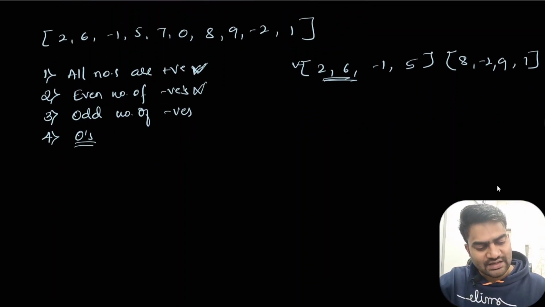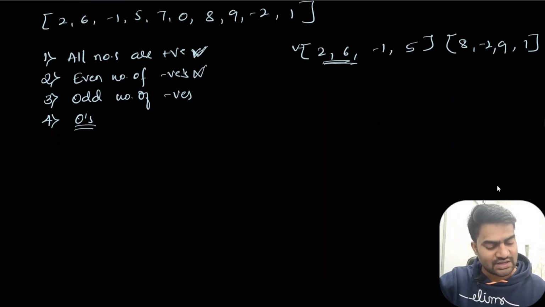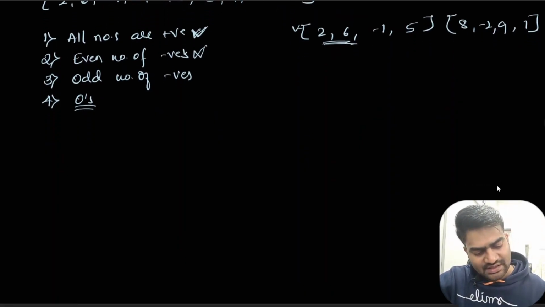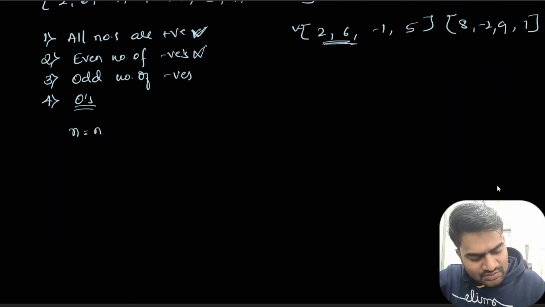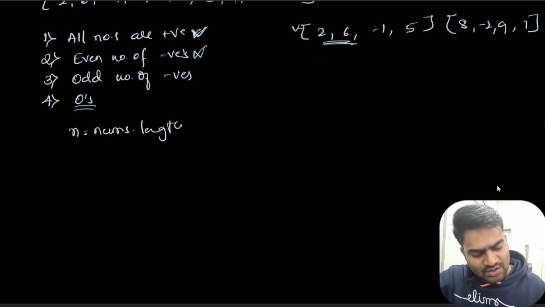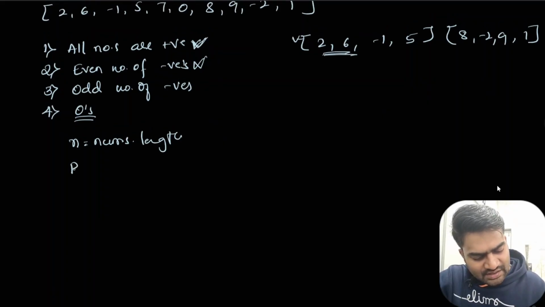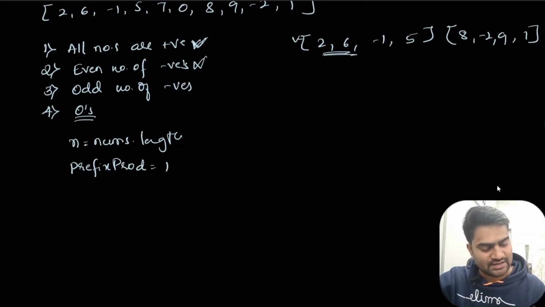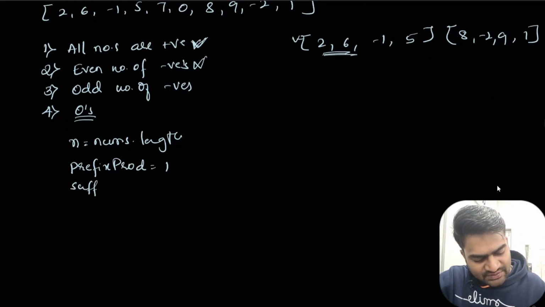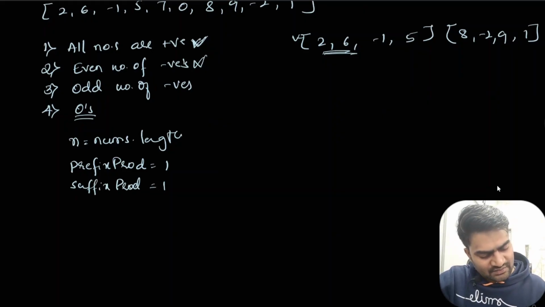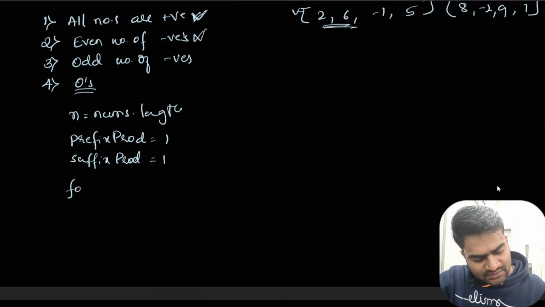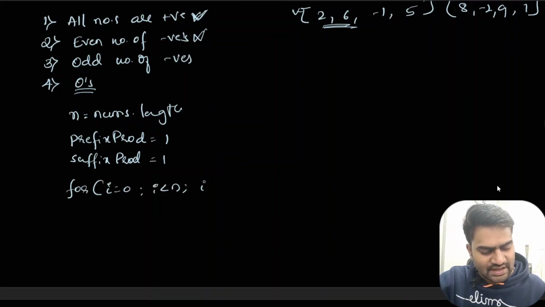Okay, with that, let us look into our pseudocode. So basically, now we will have n equal to nums.length. Correct? Now I will take prefix product equal to 1. I will also take suffix product equal to 1. Okay, with this, now I will use a for loop for i equal to 0, i less than n, i plus plus.